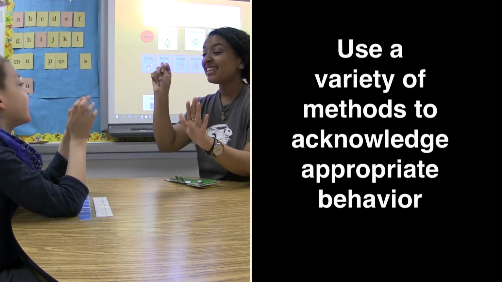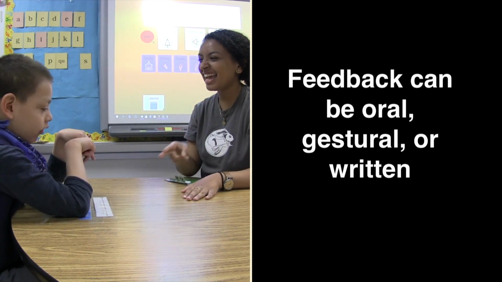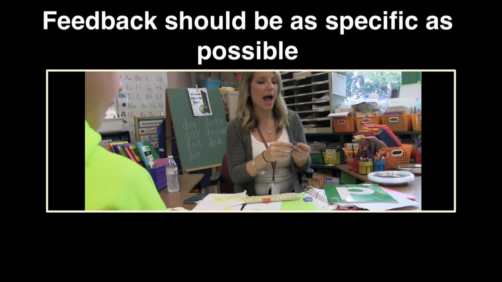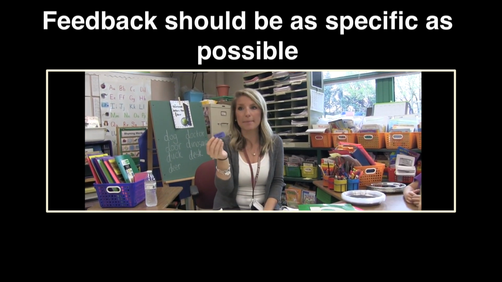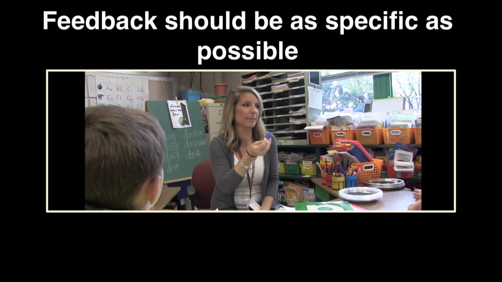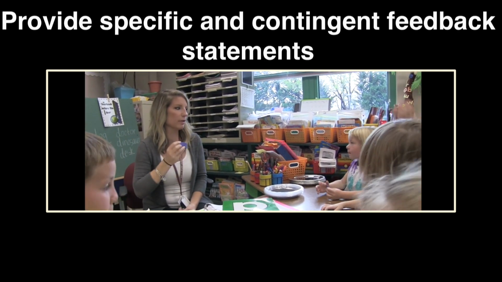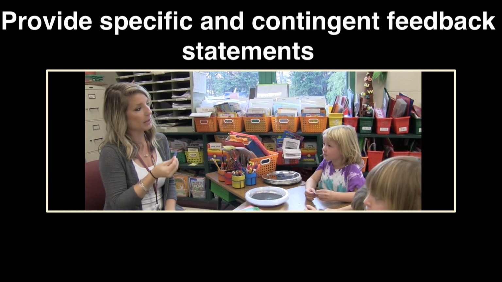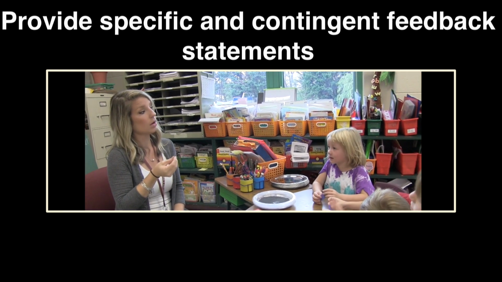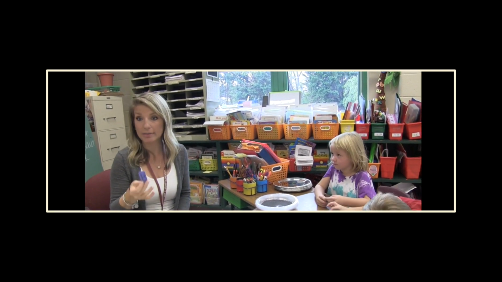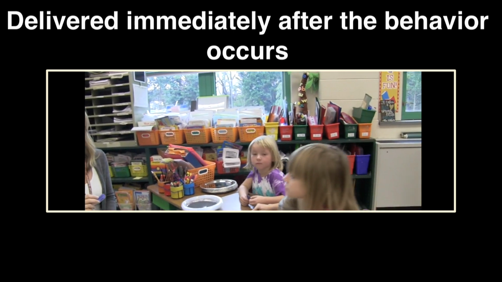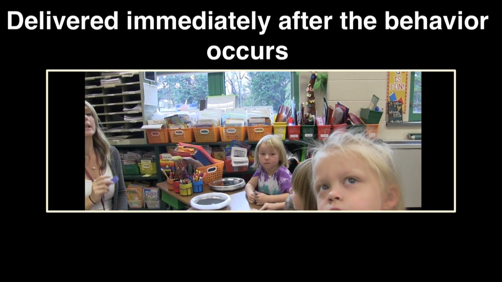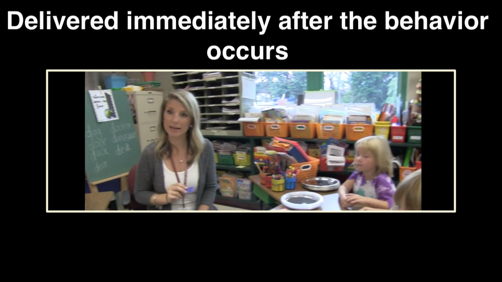Teachers can use a variety of methods to acknowledge appropriate behavior. For example, feedback can be oral, gestural, or written. Many experts argue that praise and other feedback to students should be more specific than saying yes or good job. It's important to provide specific and contingent feedback statements so students know exactly how they are meeting or falling short of expectations. A specific and contingent statement describes the behavior being praised immediately after the behavior occurs.